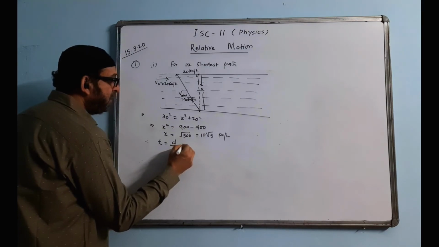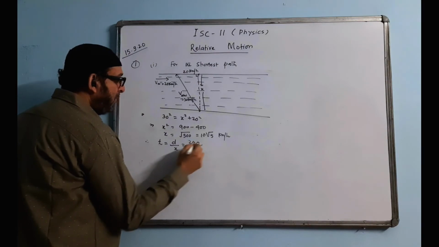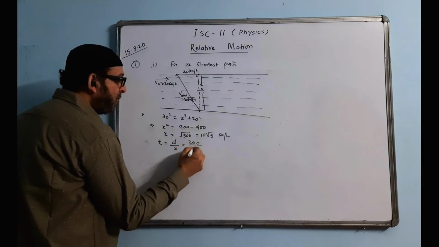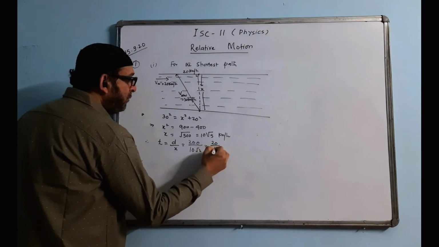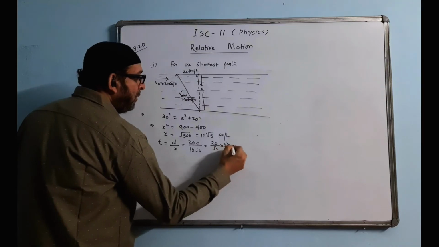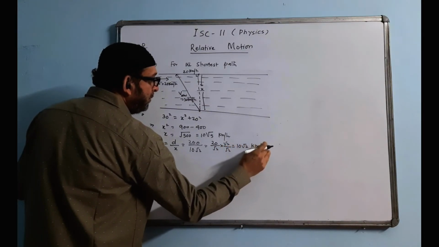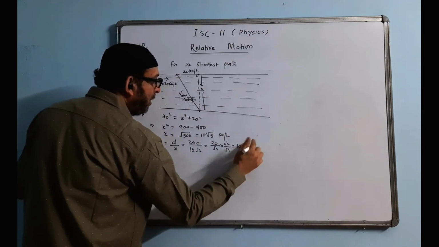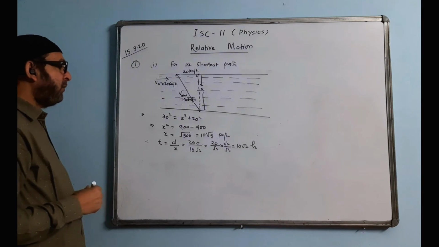Now, the time formula is distance by speed. Speed is x, the distance given in the question is 200, and the value of x is 10 root 5. The answer will come 20 by root 2. You can rationalize it, root 2 and root 2. The answer is 10 root 2 hours. Time taken is 10 root 2 hours. That is the answer for the first part.